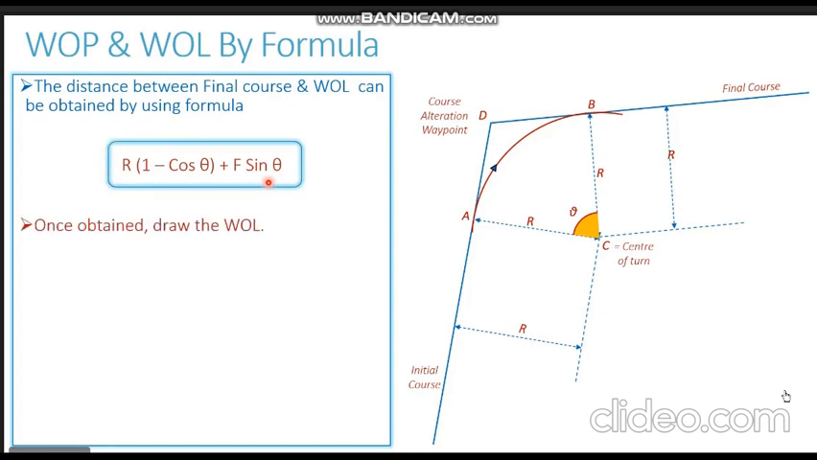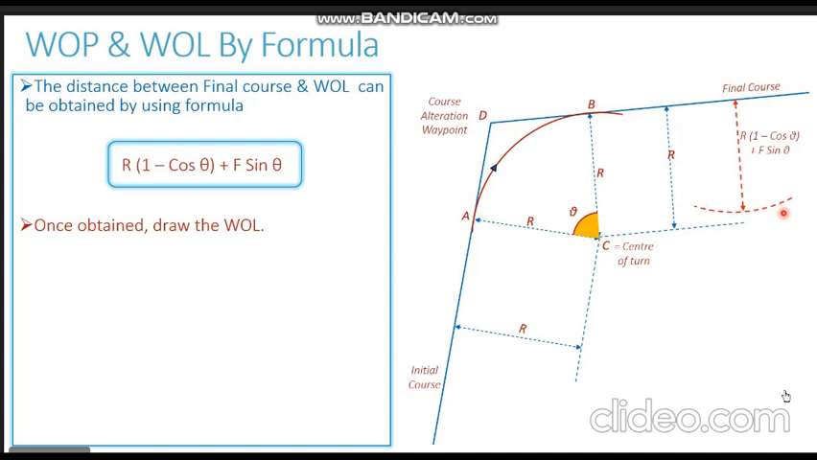we now can easily draw the wheel over line. How do we draw the wheel over line? We pick up any point of our choice on the final course. Let us assume that we have picked this particular point. You can follow the laser pointer. This point is picked up on the final course. Now we open up our compass equal to this distance which has been obtained from the formula. This formula will give us a particular distance. The compass is centered at this point, the radius equal to R into (1 minus cos theta) plus F sine theta, and we draw an arc. You can see this arc coming up.